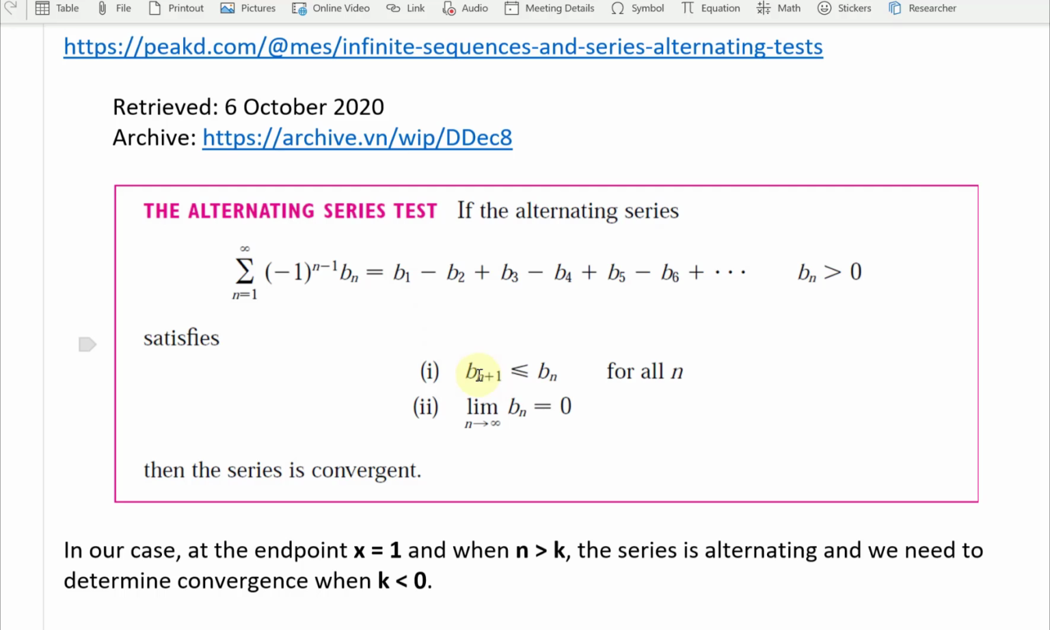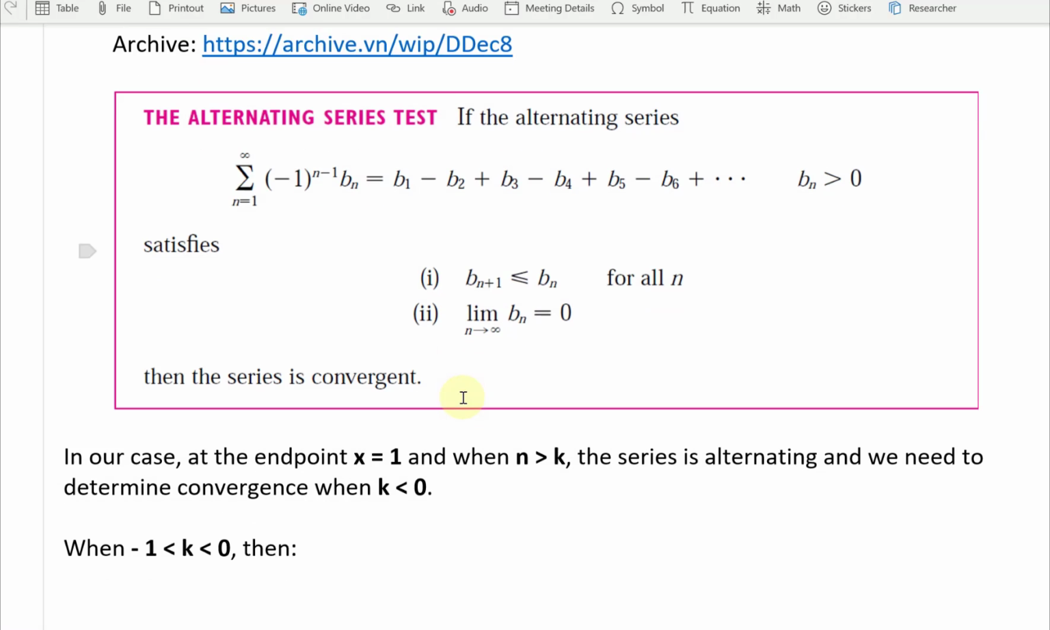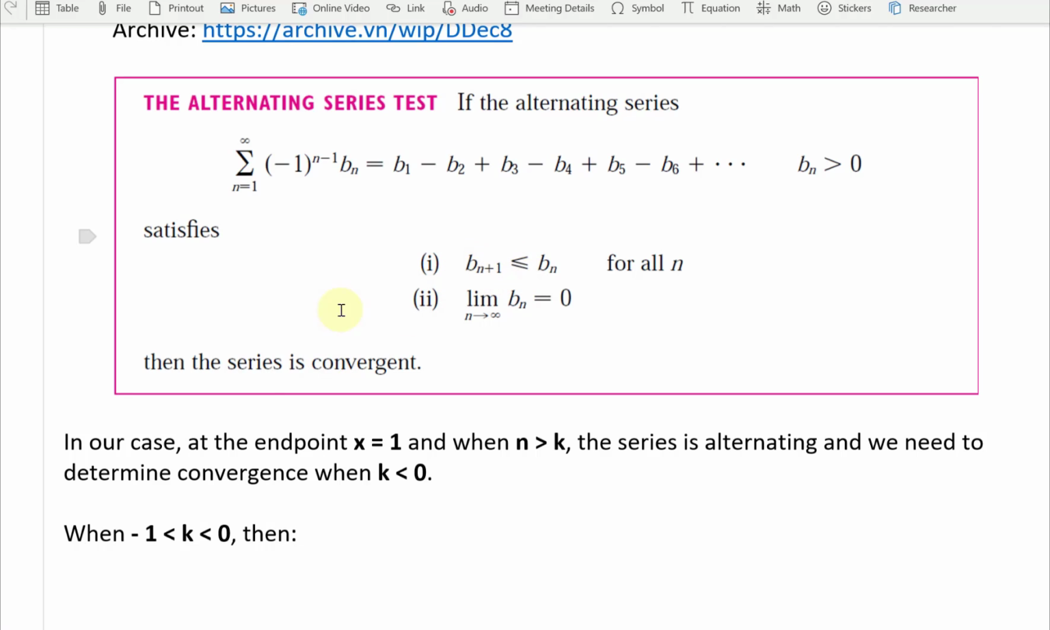Condition 1: bn plus 1 is less than or equal to bn for all n. In other words, it's decreasing, so each further term is smaller than the previous one. And the second condition: the limit as n approaches infinity of bn is equal to 0. So the limit is going to 0, and each term is decreasing, or the same. Then the series is convergent. Thus, in our case, it's convergent.